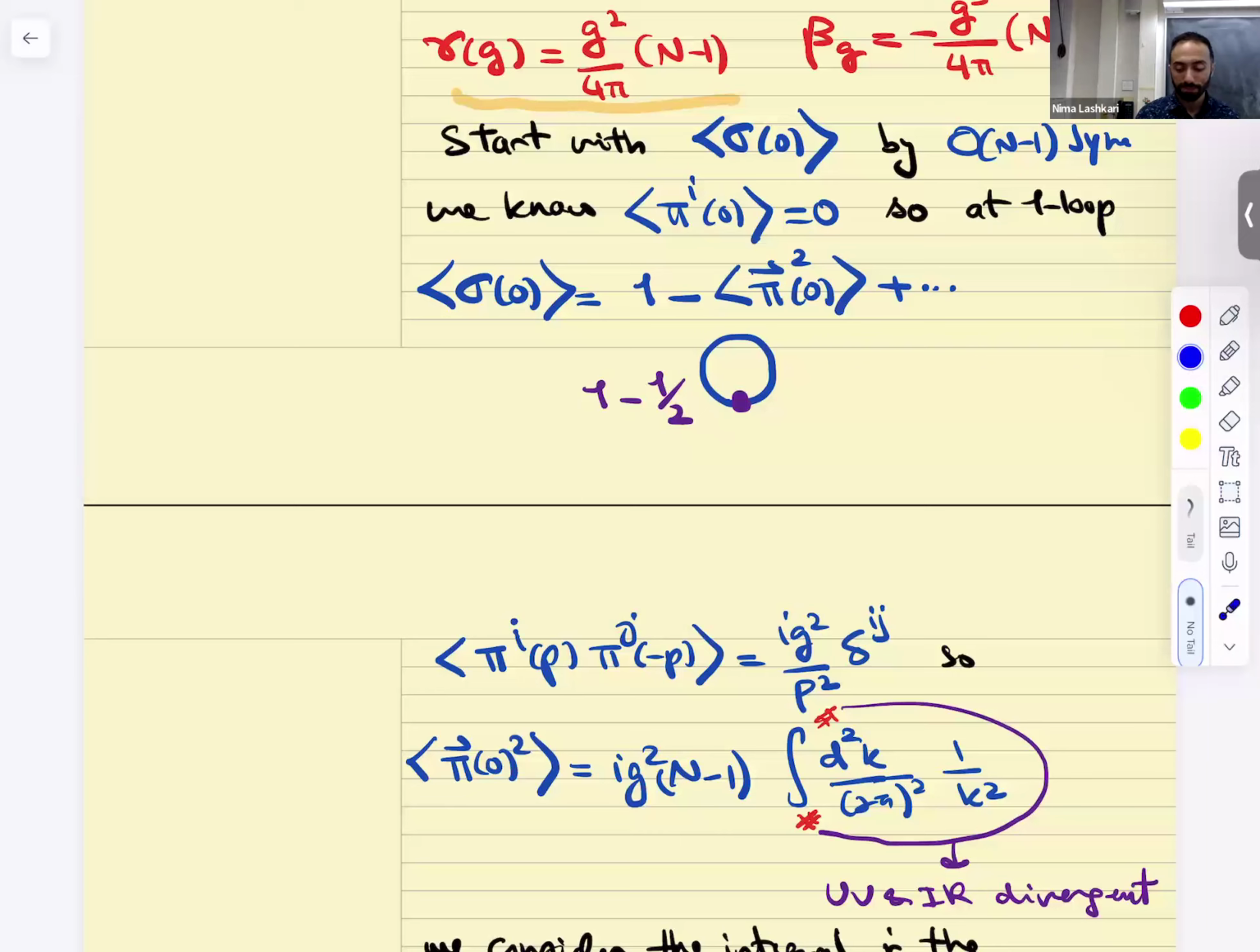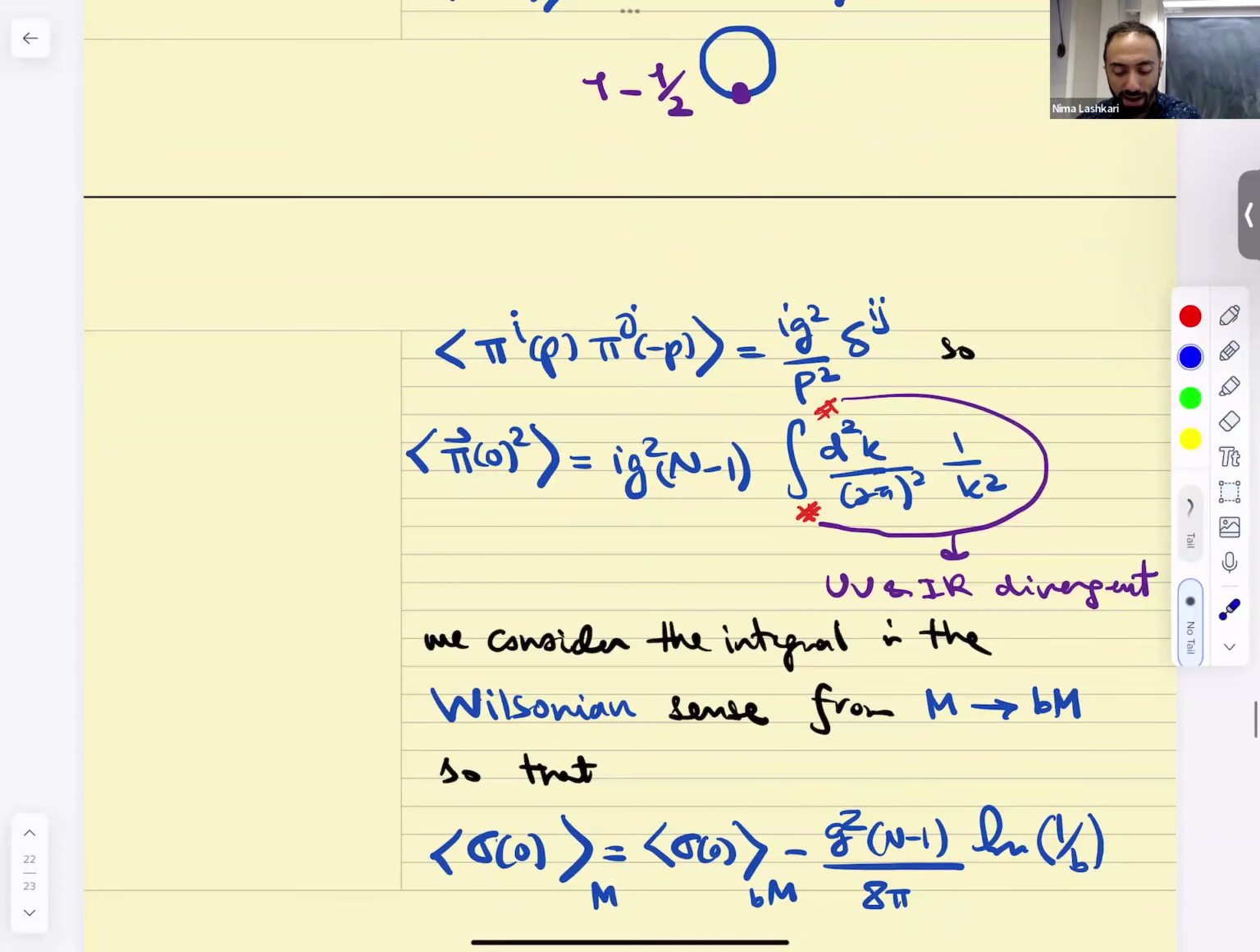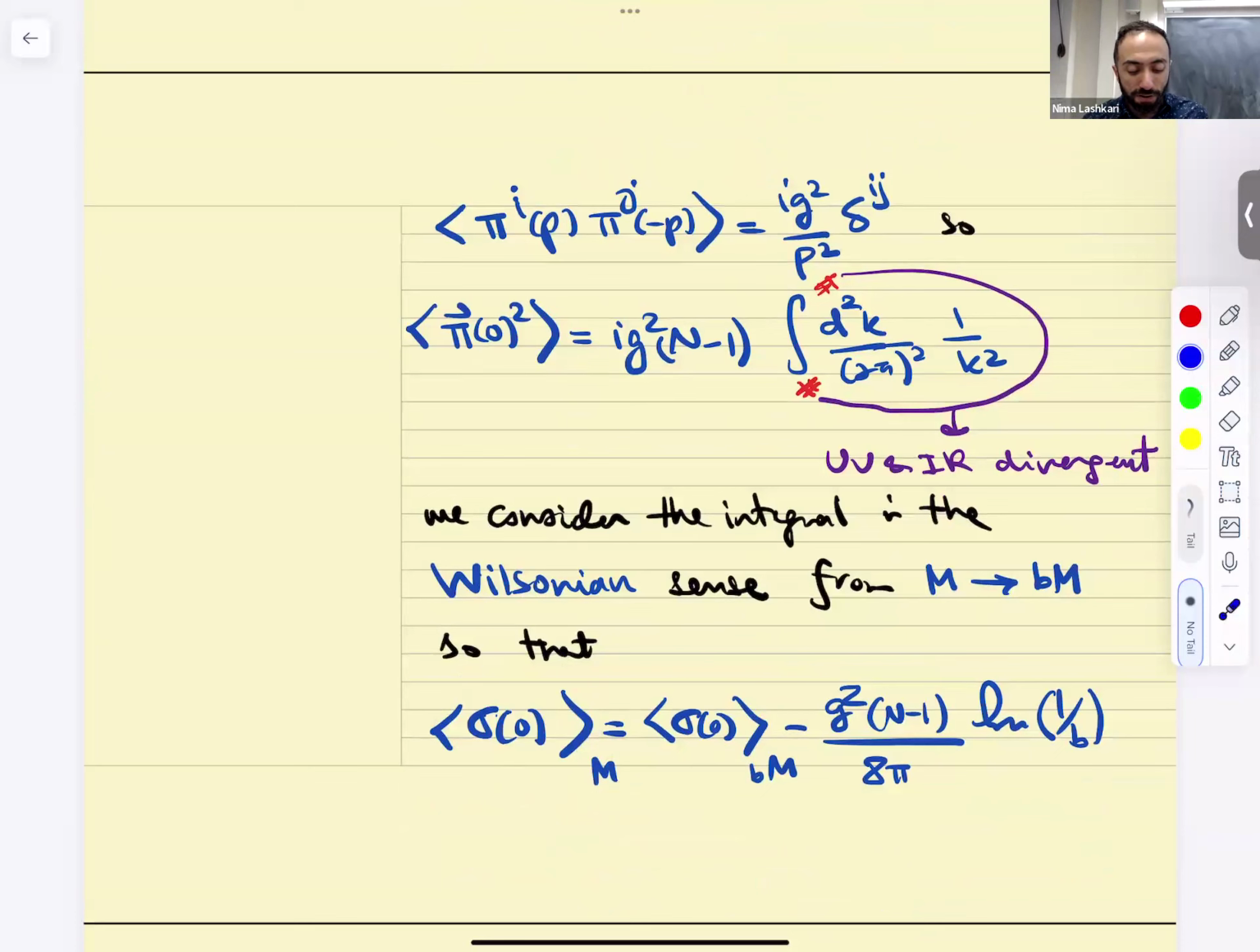Good. Now, this integral is horribly divergent, IR and UV. So let's not worry much about how to deal with the divergences. Let's think of our effective field theory, because we only care about the beta function, and say I'm just going to do Wilsonian energy from scale M to bM, a little smaller. That means that the 1-point function of sigma at scale M and at scale bM are related in the following way. They're related by a shift of minus g squared (N minus 1) over 8 pi times log of 1 over b.